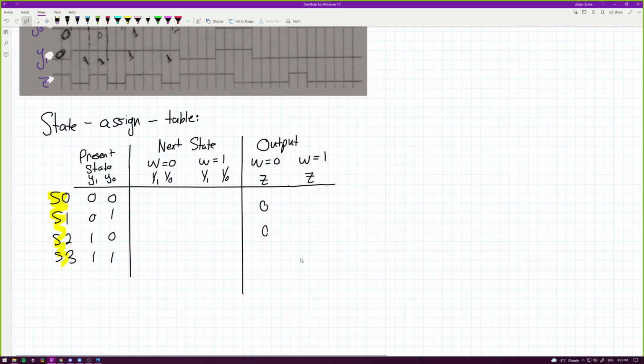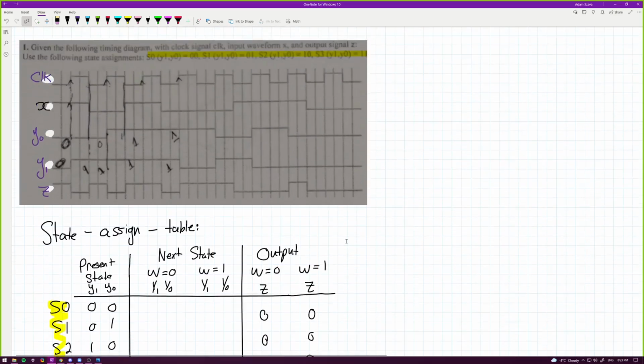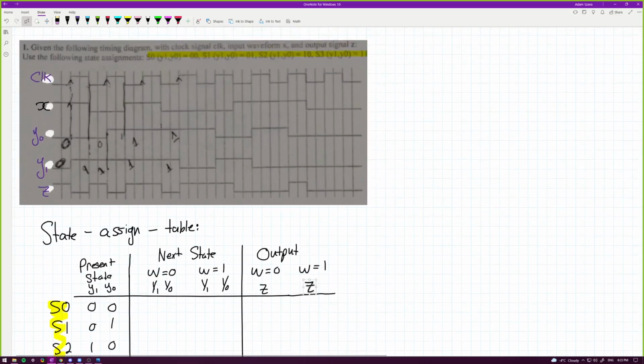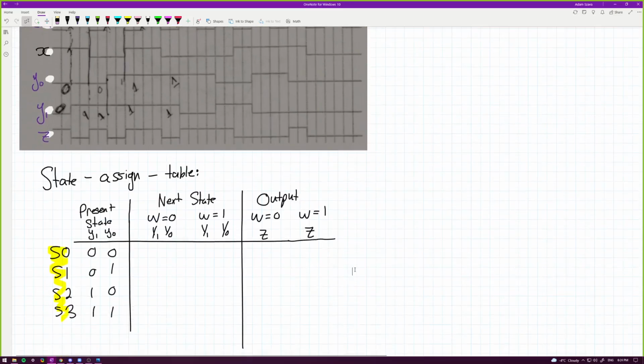If you end up with 0001, 0001, that means the output of the whole circuit does not depend on the input, so it's a Moore type machine. I don't know if that's going to happen here. Okay, never mind, I do know because we saw that part. But assuming I didn't know, I would just start by making this, and if at the end these two columns are the same, then it's a Moore type machine.